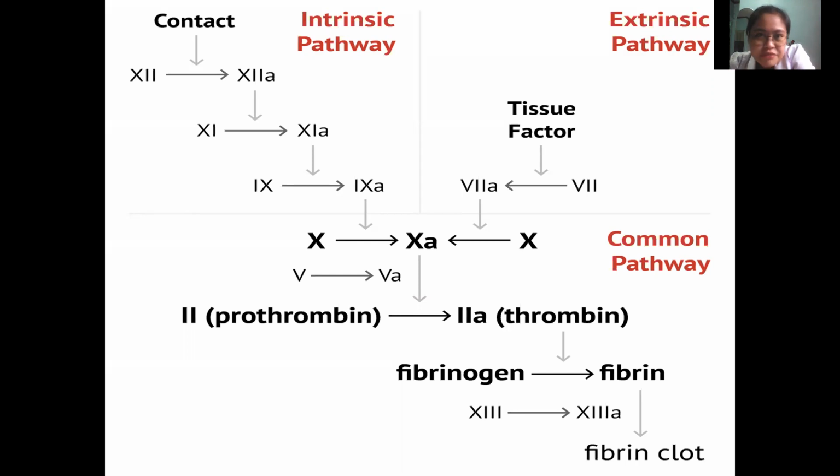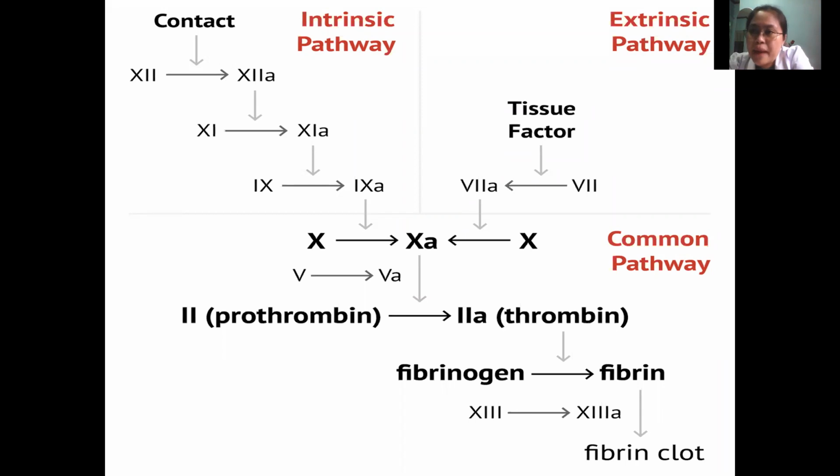The presence of the factor 9A from the intrinsic pathway and the factor 7A from the extrinsic pathway will cause the activation of factor 10. Okay? So, magiging factor 10A na siya. But, para mabuo ang function ni factor 10A, kailangan din niya ng action ni factor 5. So, si factor 5, kailangan niyang ma-activate into factor 5A para cascading na ito, mapunta na tayo sa factor 2.